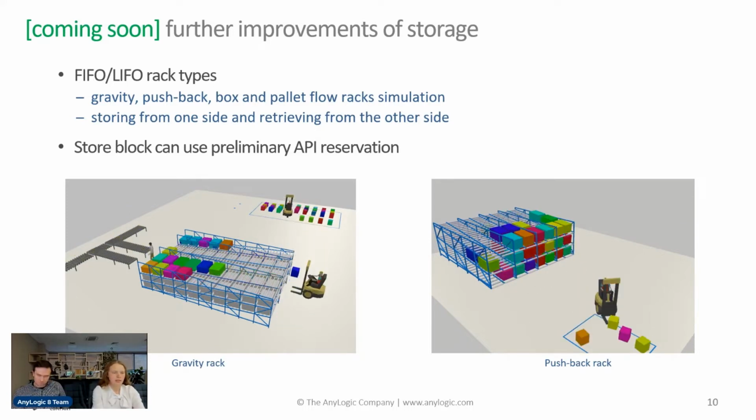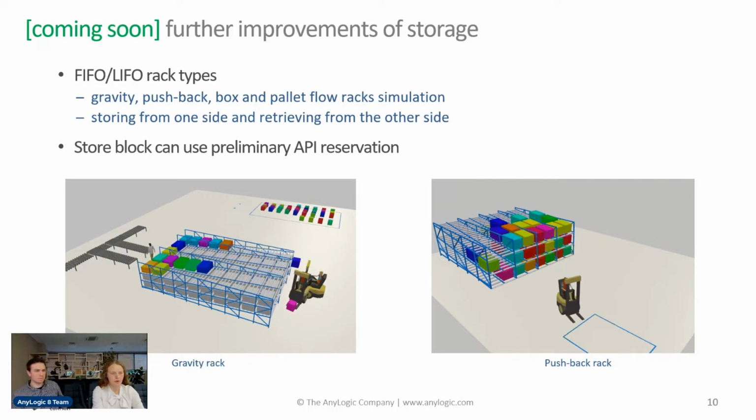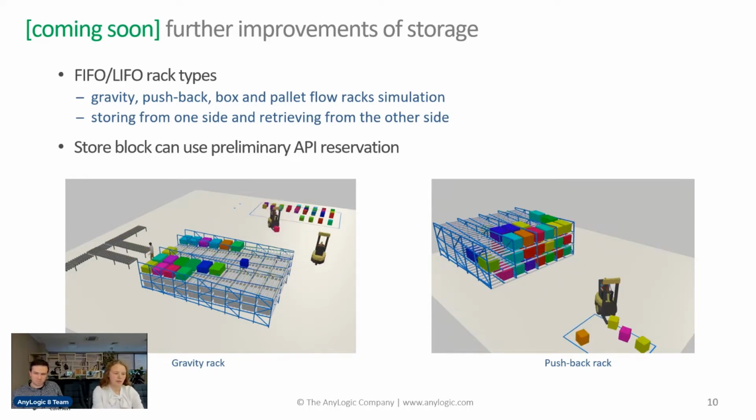These are types of racks that have special tools inside them, or just an incline, so that the agents can move inside the storages on their own. As you can see in the left video, the items are being put inside the rack, and after that they are moving under gravity force to the other side of the rack. This is also a new feature: you can place the agent from one rack side and retrieve it from the other.